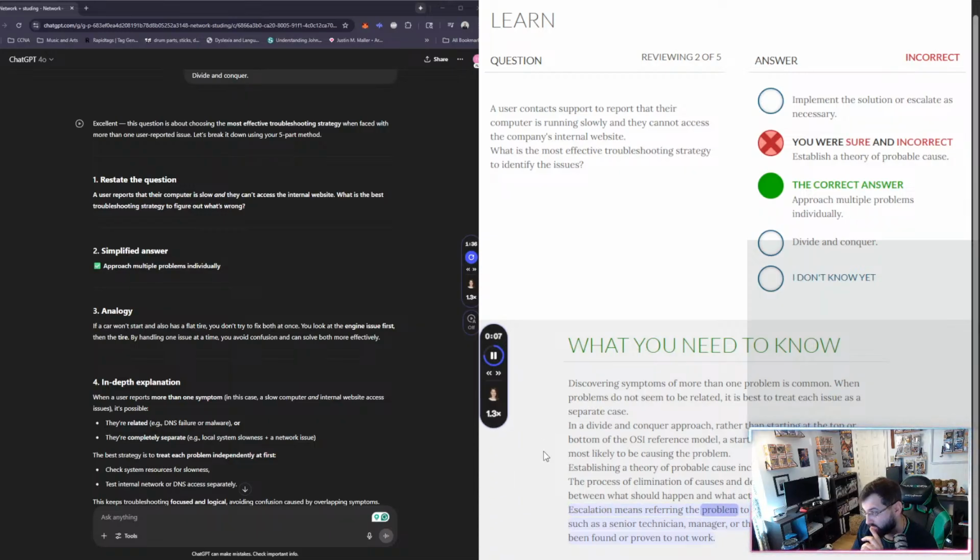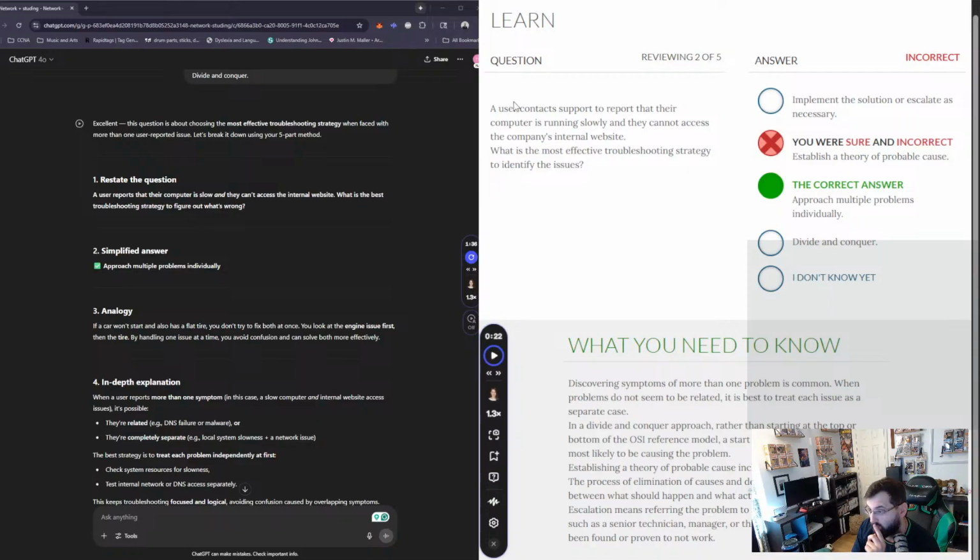Escalation means referring the problem to a more knowledgeable entity such as a senior technician, manager, or third party if a solution has not been found or proven to not work. Okay, discovering a symptom. What is this again? Discovering symptoms of more than one problem is common. When problems do not seem to be related, it is best to treat each issue as a separate case.